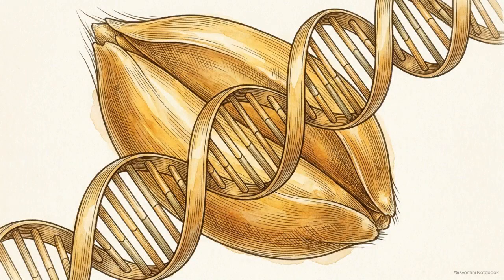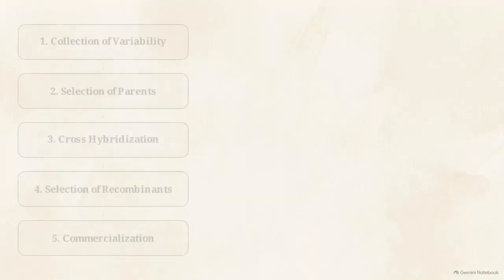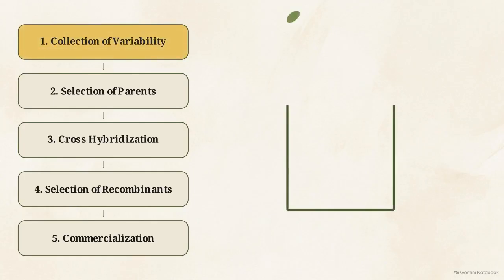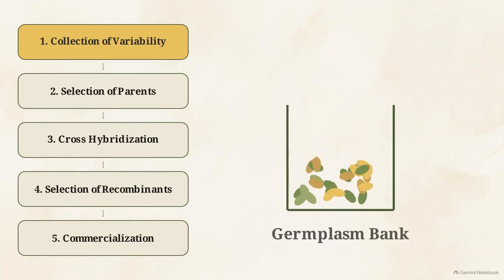Modern agriculture functions as a system of high-precision genetic management, designed specifically to secure human survival. Conventional plant breeding follows a standard 5-step flowchart. Step 1 is the collection of variability. This involves gathering a crop's germplasm, the entire collection of diverse alleles from all wild varieties and relatives.